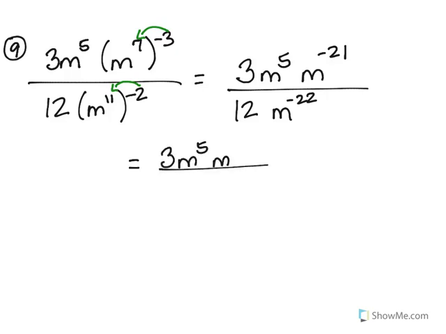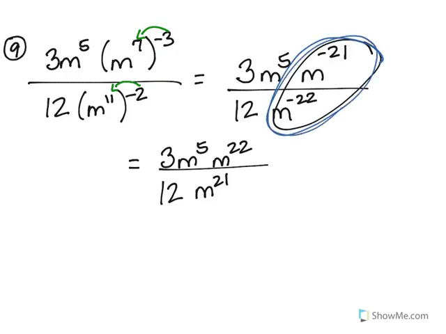So I bring m to the 22 to the top, and I bring m to the 21 to the bottom. Do y'all see what I did? All I did was flip these two. Now combine it. You've got the same m base on top, so you combine it by adding those exponents. That would give me m to the what? To the 27. Right now I'm just writing my m's, okay? And you still have m to the 21 on the bottom.